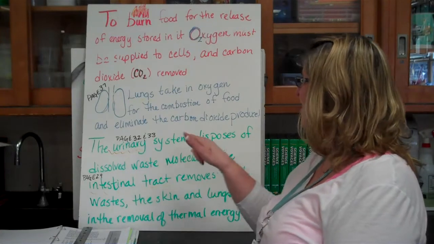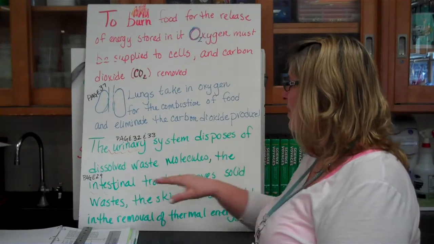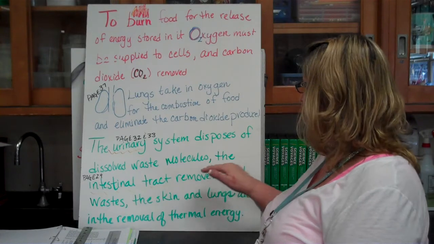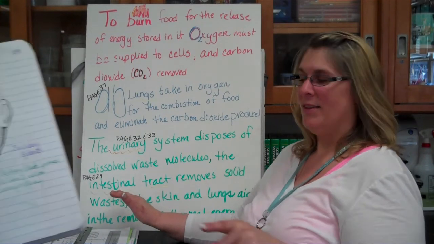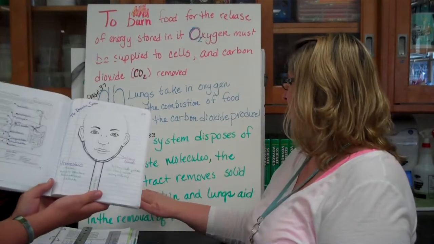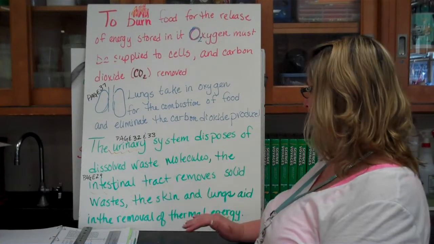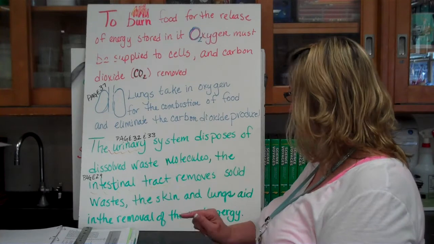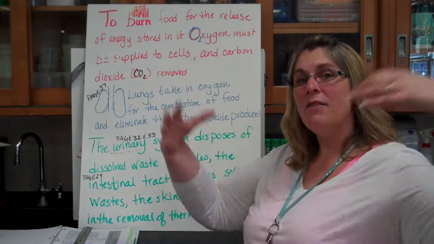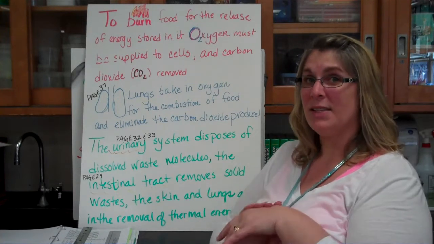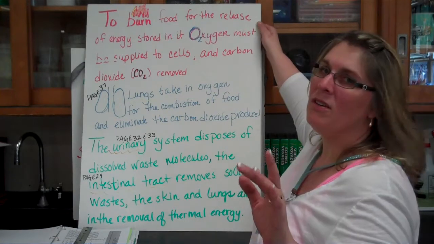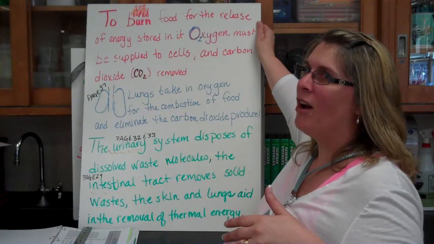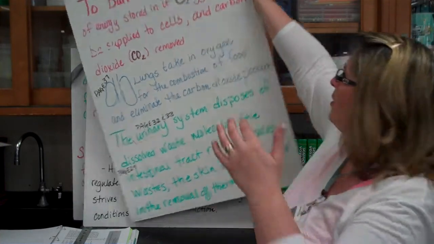On pages 32 and 33 in your notebook, it talks about the urinary system, and here it disposes of the dissolved waste molecules, and the intestinal tract, which is page 29, removes solid waste. The skin and the lungs aid in the removal of thermal energy. So you can see how all of the body's really working together. We don't just talk about the skin. We have to talk about the skin and the lungs to do a job. But you know this. We've spent forever on the human body.